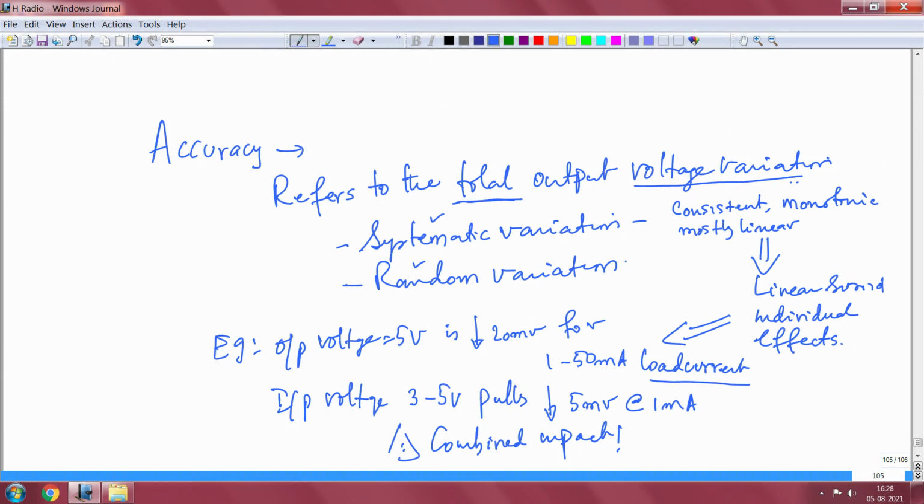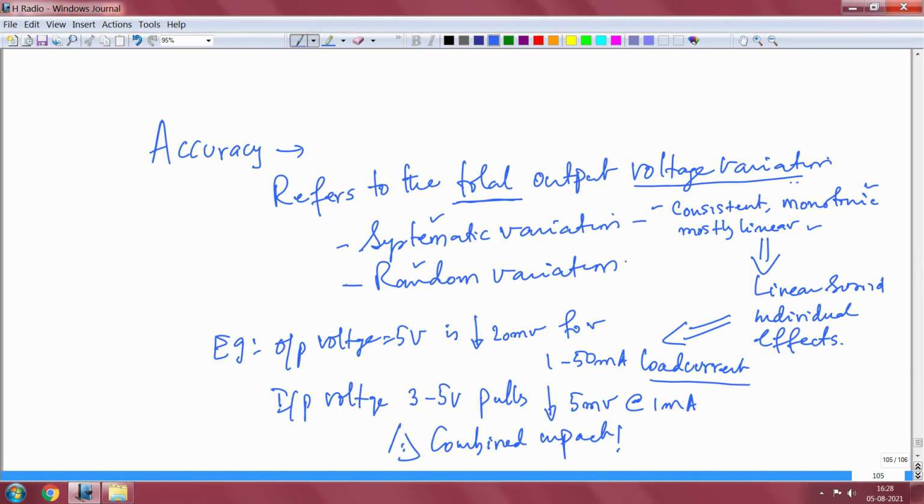First of all, we have to know what is the meaning of something being systematic. It simply means things are consistent, monotonic and mostly linear. That is what you term as systematic variation, which means you can actually do a linear sum of individual effects. Whatever that effect is, you can simply do a linear sum, and you will get the total systematic variation. I will give you an example of this whole thing related to accuracy.